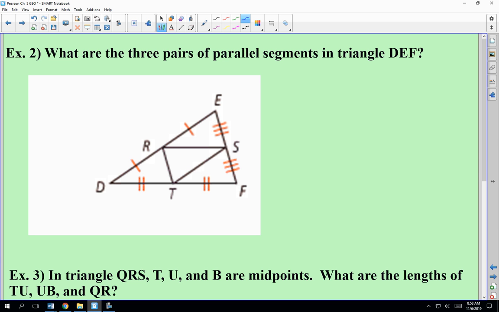So I would say RT is parallel to EF because RT connects the midpoints of the 2 sides DF and DE, and EF then would be the 3rd side. So that's one parallel statement there. Can you get the other 2 parallel statements?